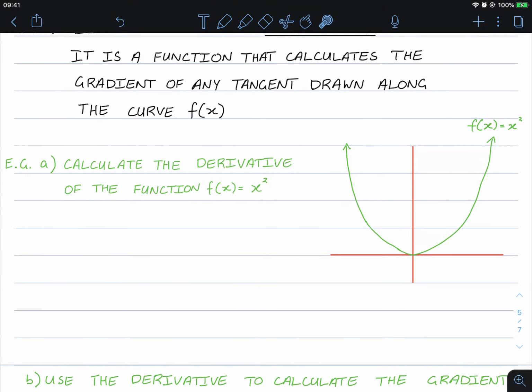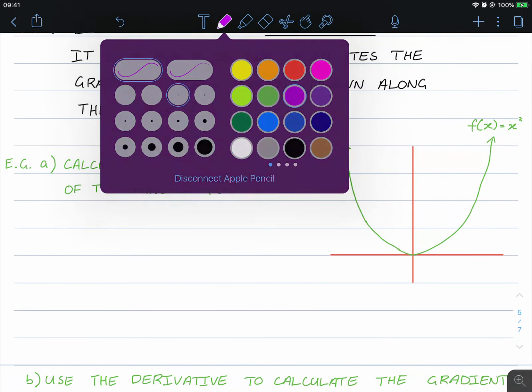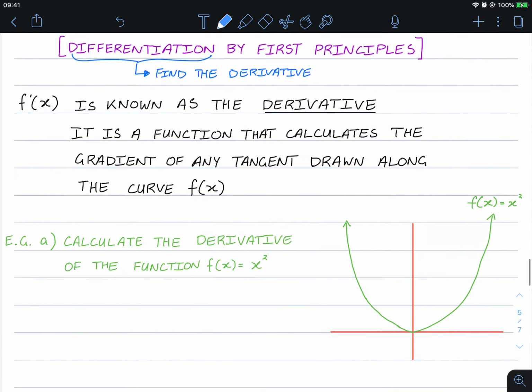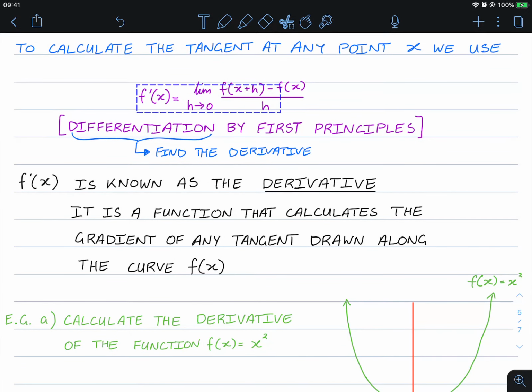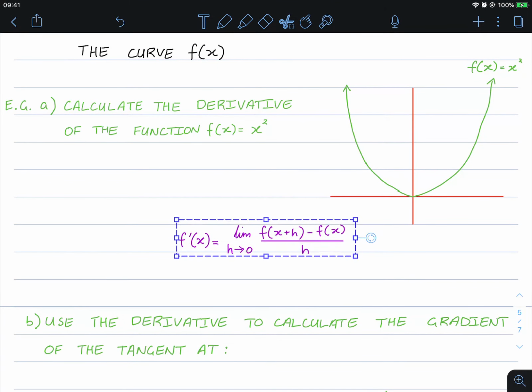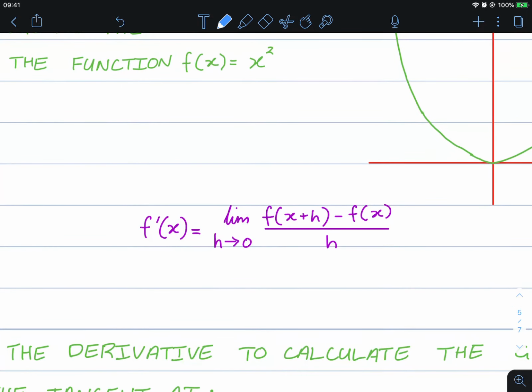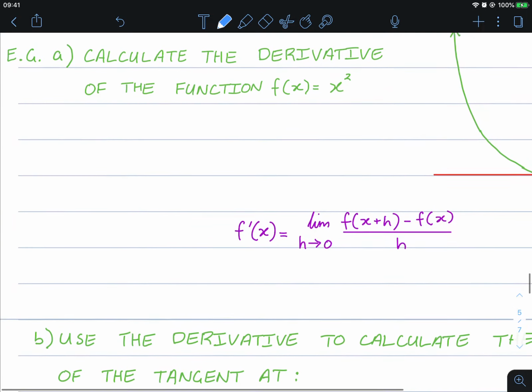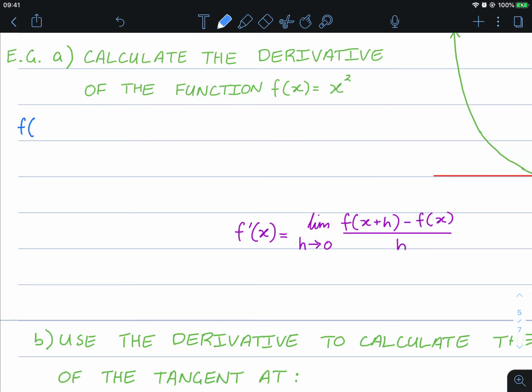Let's calculate the derivative of the function f of x equals x squared. So here's the drawing here. Utilizing this here, let's duplicate. For this, we actually need 2 sub functions. We need f of x plus h. This means in this function here, here is x squared. So this is x squared, like so.